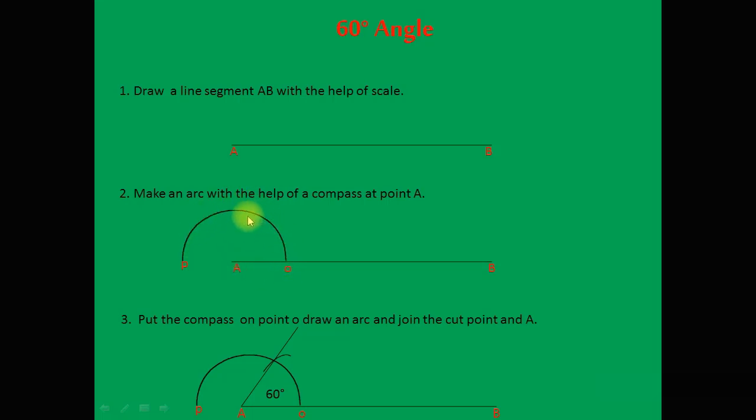Now don't disturb the compass, and put the compass at this point O and draw another arc like this. Now join this cut point to the point A. You will get an angle of 60 degrees, and you can check the measurement of this angle by using a protractor.